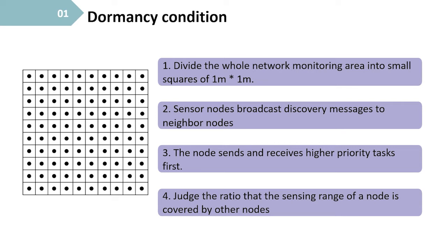First, we need to divide the whole network monitoring area into small squares, as shown in the left figure. Secondly, the sensor node broadcasts the discovery message to the neighbor nodes. If other nodes receive the neighbor discovery message sent by the sensor node, they send data packets to respond to the node. The node determines the location and the status of the neighbor nodes according to the data packets received from other nodes. Finally, the coverage redundancy of nodes is judged to determine the ratio that the sensing range of nodes is covered by other sensor nodes.